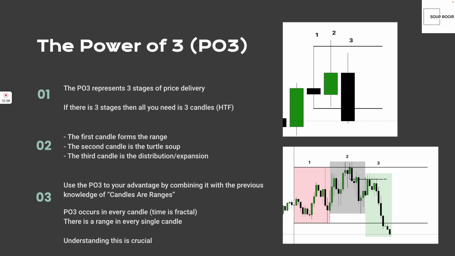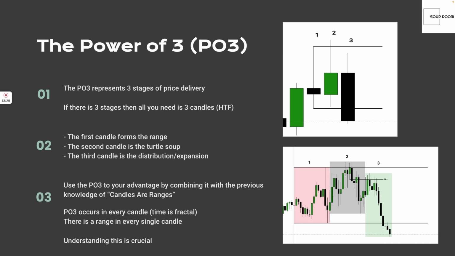Let's take this image on the right. This is the same image that was in the first couple of slides. Candle 1 represents the first stage, candle 2 represents stage 2, and candle 3 represents stage 3. The first candle will form the range. The second candle is the turtle soup. And the third candle is the distribution or expansion. Power of 3 is accumulation, manipulation, distribution. We accumulate in the first candle, manipulate with the second candle, and distribute with the third candle. Write that down.